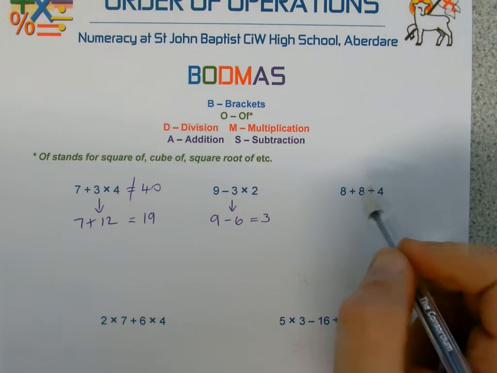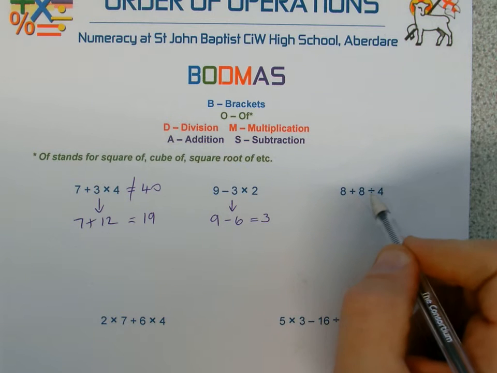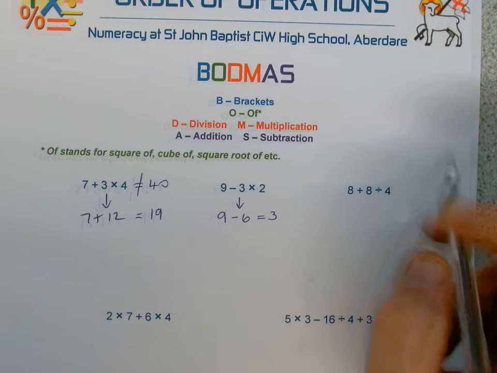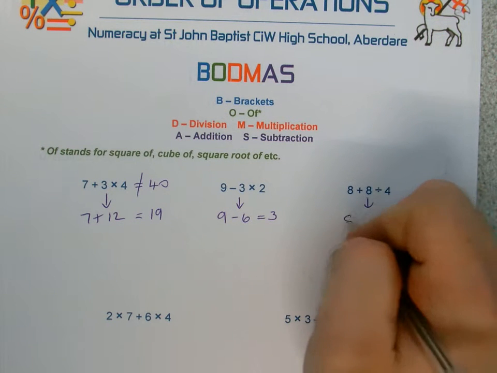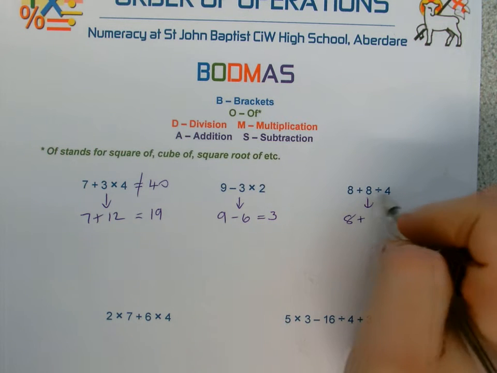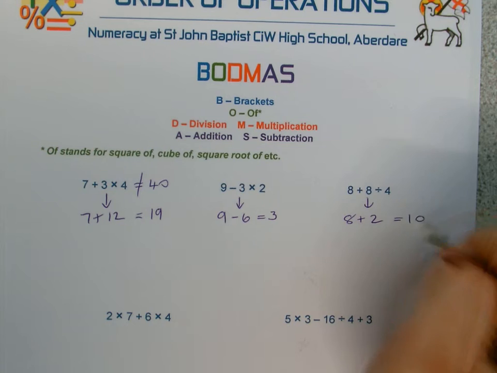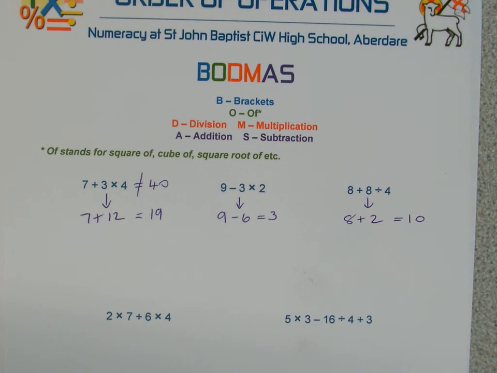Same situation here: we've got an addition and a divide. Divide comes before you add, so you've got to do the division first. You don't add, you do this first. 8 divided by 4 is 2, so you work that out and you get 10. So that's the basic principles of BODMAS, just following those rules.